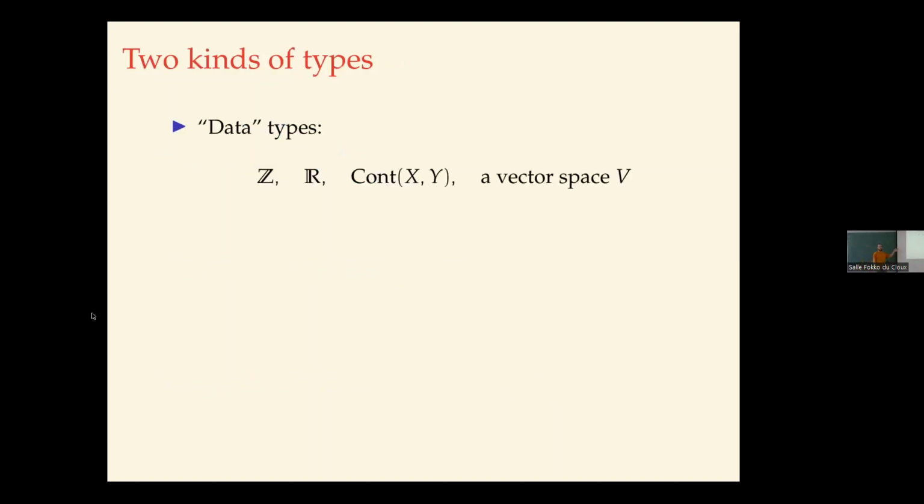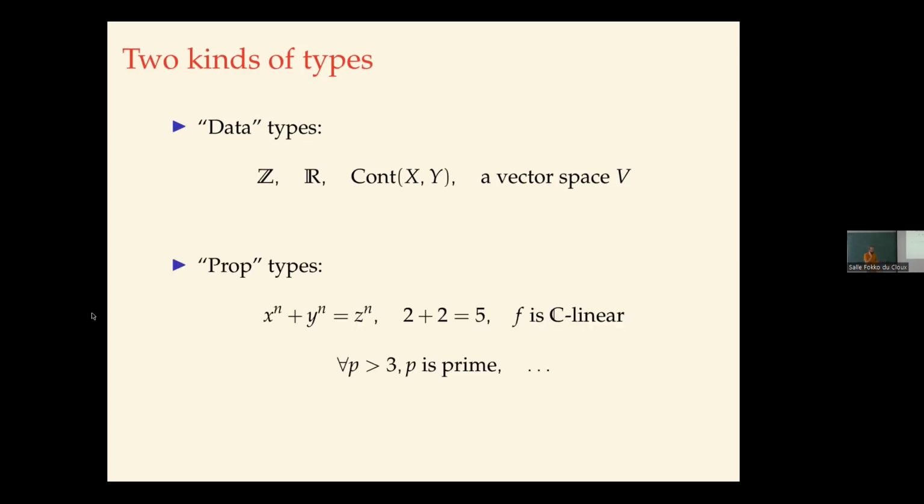Those are sort of data types, and as mathematicians, we really like other kinds of data types, but things like the integers, the real numbers, continuous maps from X to Y, or a vector space V, these are all sort of types that have elements for a suitable notion of elements. But then there's another sort of types in Lean, and those are propositions. And propositions can also be viewed as types.